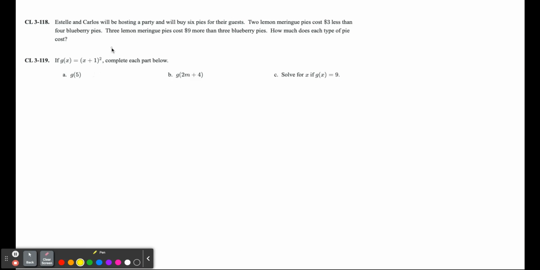Okay, so now here it says Estelle and Carlos will be hosting a party and will buy 6 pies for their guests. 2 lemon meringue pies cost 3 less than 4 blueberries. 3 lemon meringue pies cost 9 more than 3 blueberry pies.